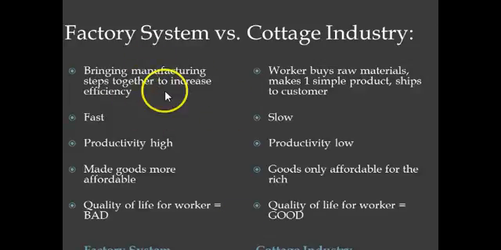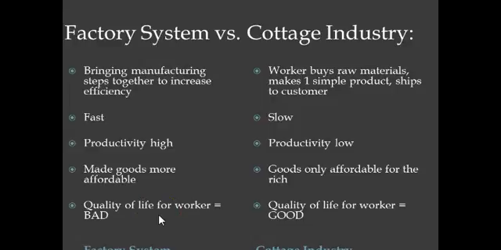So with the factory system, you are bringing several different manufacturing steps together in order to make something more efficient. By contrast, in the cottage industry, you have the worker buying the raw materials. They make one simple product that they then ship to the customer. So you don't have this issue of several steps. You have this one worker doing everything themselves. The factory system was fast, cottage industry was slow. Productivity was high with the factory system, productivity was low with the cottage industry. The factory system made goods more affordable, but with the cottage industry, it's only affordable for the rich.